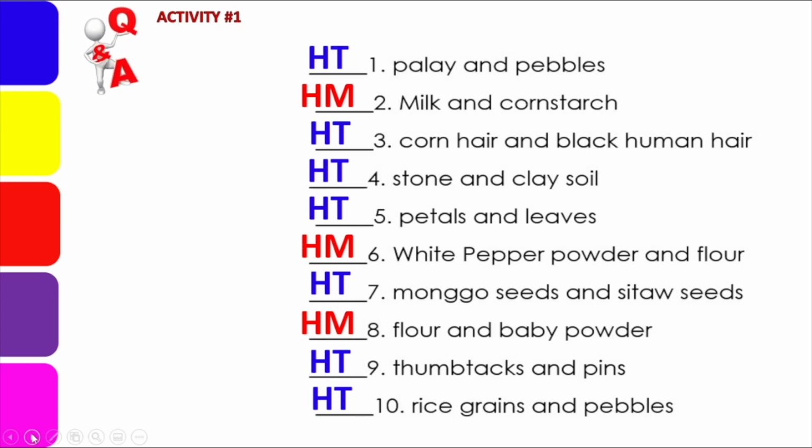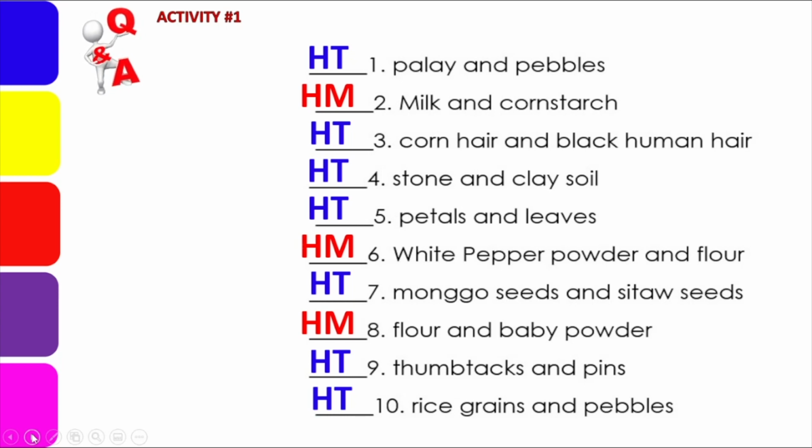Number 5, petals and leaves. Ganun din, nakikita mo pa rin kung sino yung petals, sino yung leaves. Sa number 6, dahil yung white pepper powder ay halos katulad ng harina, homogeneous mixture siya. 7 naman, munggo seeds and sitaw seeds, heterogeneous mixture kasi nakikita mo kung sino si munggo at kung sino si sitaw. Number 8, flour and baby powder or pulbos is homogeneous kasi pag pinaghalo mo, hindi mo na makita kung sino si flour at hindi mo na makita si baby powder.